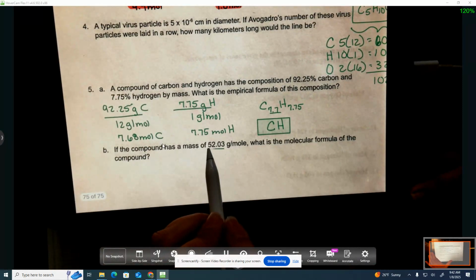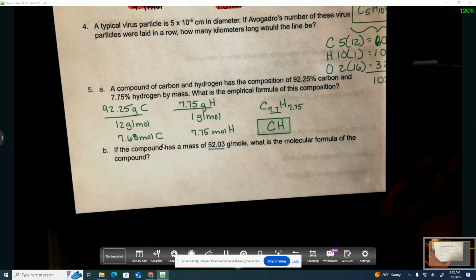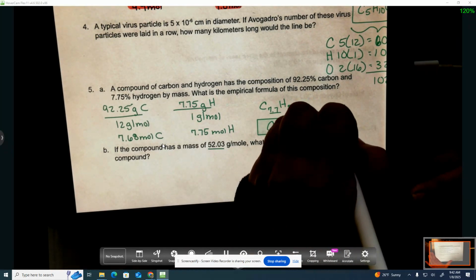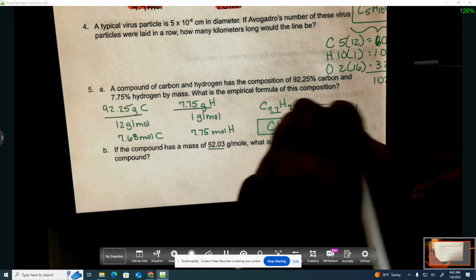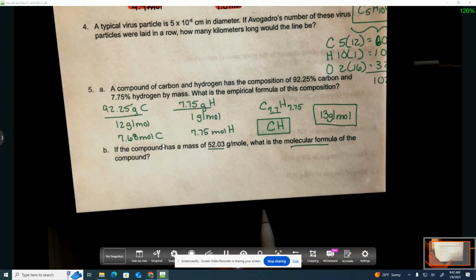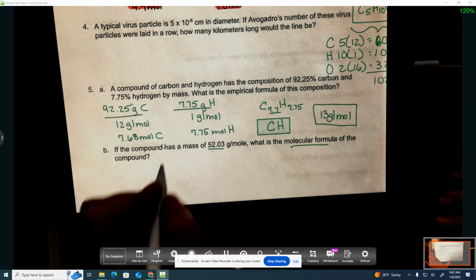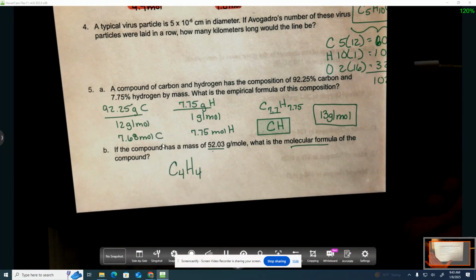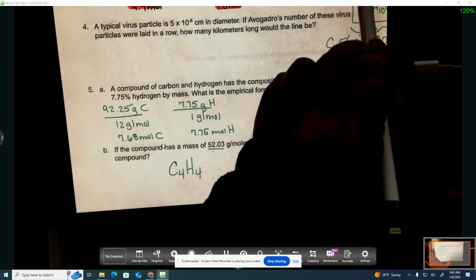Now, if the compound has a mass of 52, what's its molecular formula? Well, what does this CH weigh? It weighs 13 grams per mole. That's the gram formula mass of CH. How many times bigger is the 52 than the 13? 4. Good. So 52 divided by 13 tells you that 52 is 4 times bigger than 13. So then the molecular formula has to be C4H4.